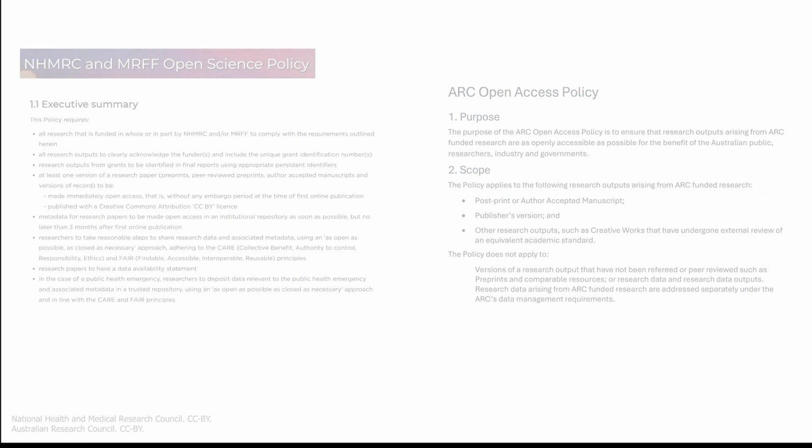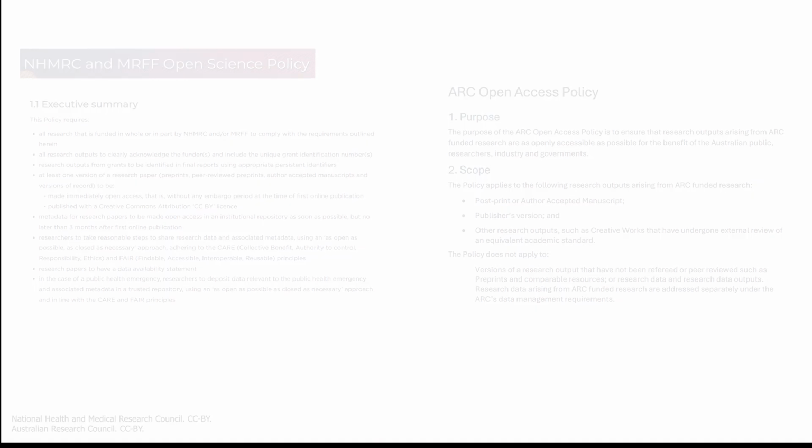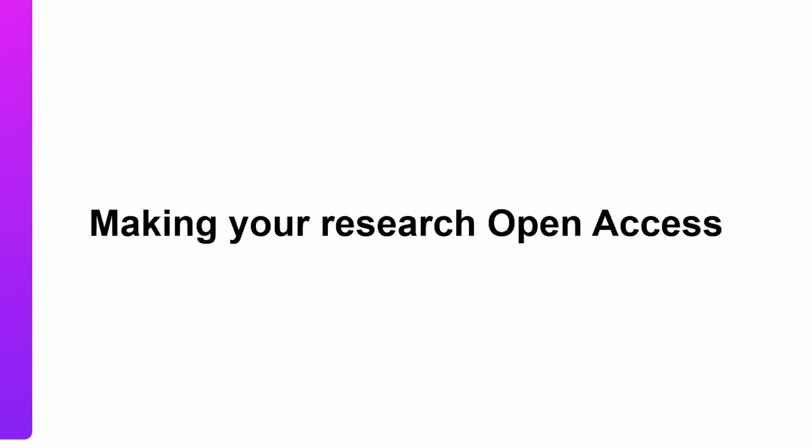The Australian Research Council and the National Health and Medical Research Council both have policies which state that research outputs should be made open access upon publication, with an open access license, called a Creative Commons license, applied. So now that we understand the open access landscape and why it's important, let's talk about ways to make your research outputs open access.